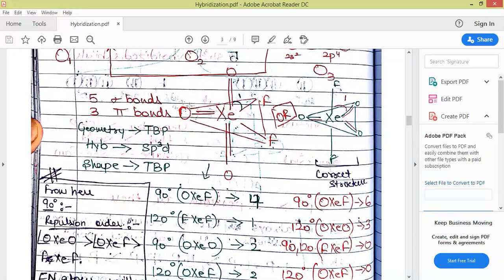So now we need to know about the structure. Now we know the shape of the molecule. The shape is going to be trigonal bipyramidal, as there is no lone pair. Geometry and shape are going to be the same.